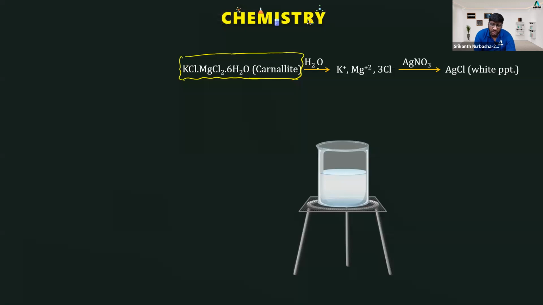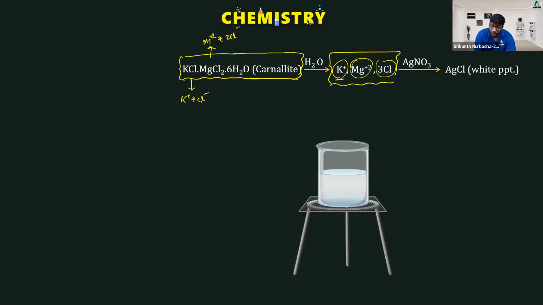Now we are adding water, making this particular carnallite dissolve. So KCl gives what? K+ and Cl-. MgCl2 gives what? Mg2+ and 2Cl-. That means what types of ions are there? We have K+ ion, we have Mg2+ ion, we have chloride ions. That means when you treat KCl.MgCl2.6H2O with water, you are getting all types of ions.